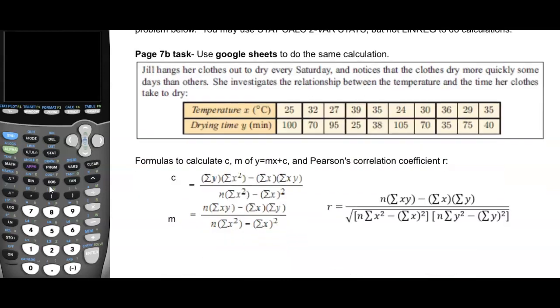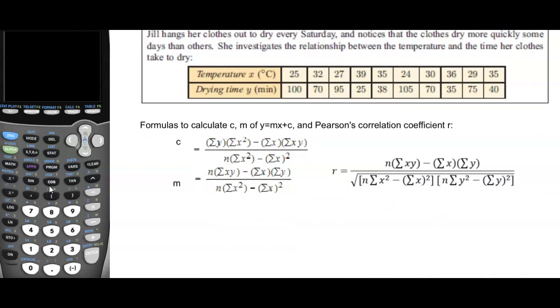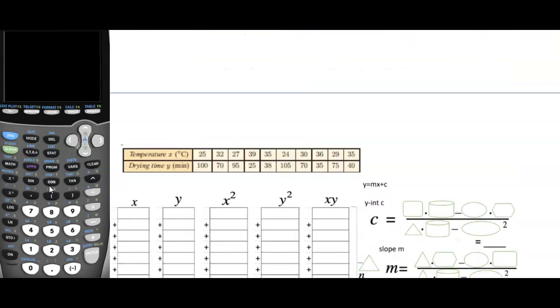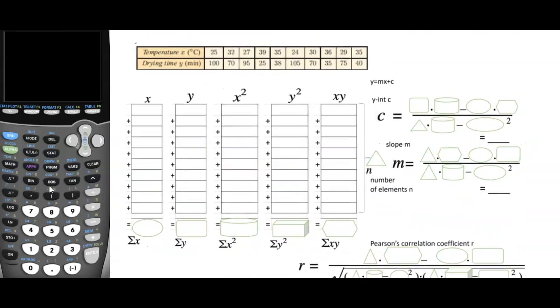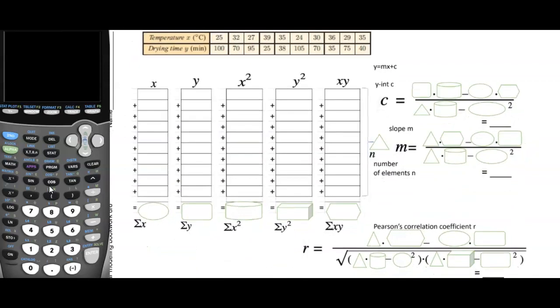By the way, if you remember, there are formulas for C, M, and R, and those formulas are incorporated into this sheet. Notice that the sheet never really mentions the sigma notation too much. It does it all based on these little shapes, which is one reason why you probably don't want to use this on your IA, because it might make it look like you don't really understand the notation. But this is just to start out with, right?